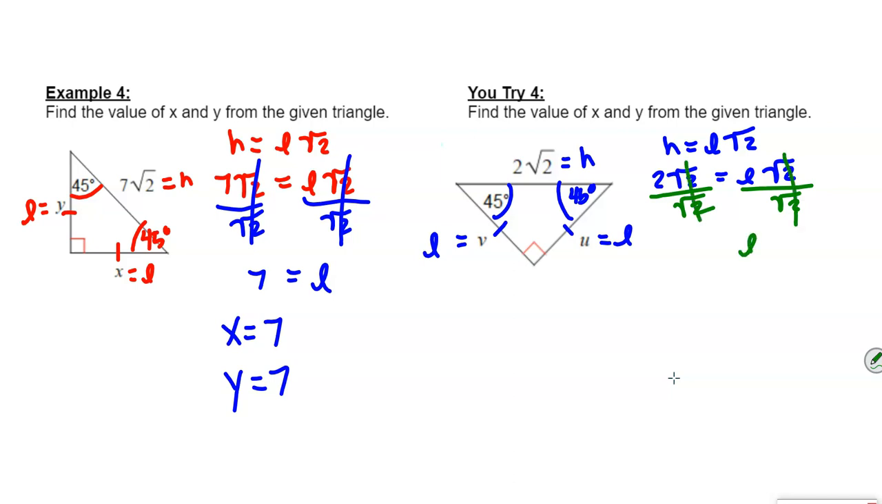So L is equal to 2. That means V is equal to 2 and U is equal to 2.